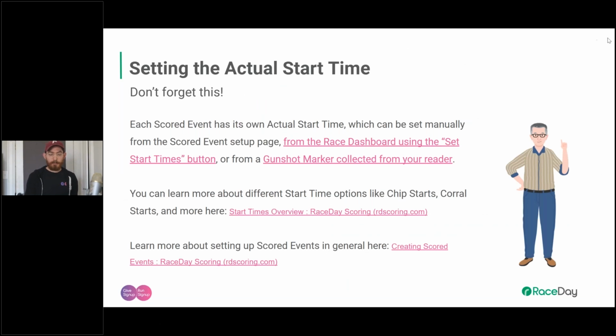So yeah, if you want to learn more about these different options for setting up starts, you can. Basically, there's a way to start the race from the race dashboard. There's ways to import marker reads from readers. Some systems have a way to actually set up a marker, like a gunshot read, and we can pull that in automatically and associate it with a start time. You can learn more about that at this link here. And we also have corral starts. You can do chip starts, like I had mentioned. There's a whole bunch of different information on that here.